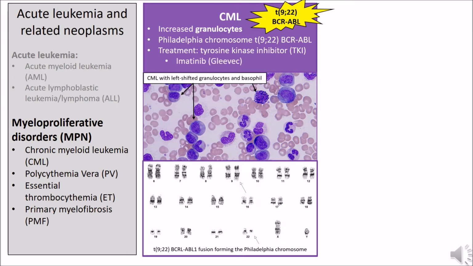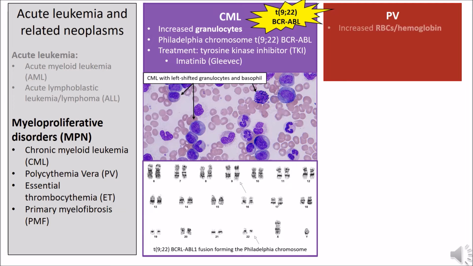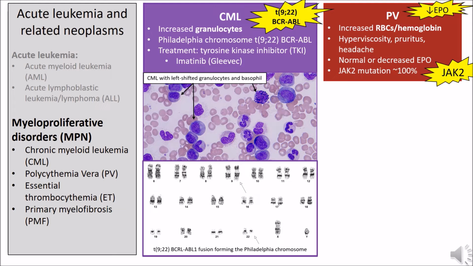imatinib. Polycythemia vera produces increased red blood cells. Symptoms may include pruritus, often triggered by hot showers, and those associated with hyperviscosity and thrombosis, in contrast to secondary polycythemia, which shows an increased erythropoietin level. Erythropoietin, or EPO, is normal or decreased in PV. Almost all cases have a JAK2 mutation. Note that JAK2 mutations can also be seen in roughly half of ET and PMF. Treatment is variable, but often includes aspirin and recurrent phlebotomy.